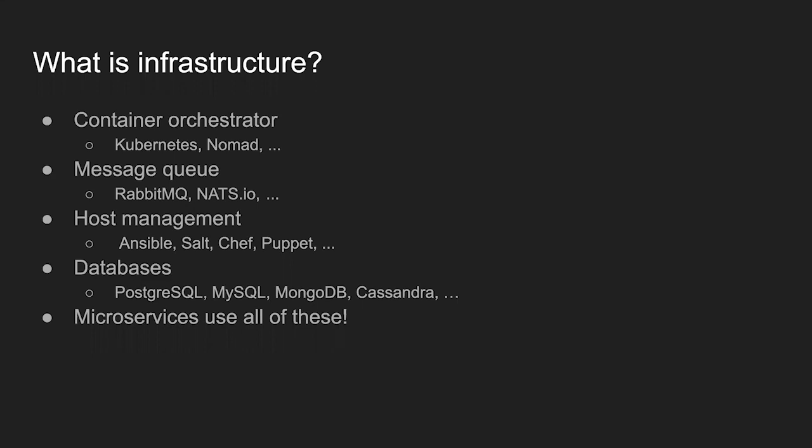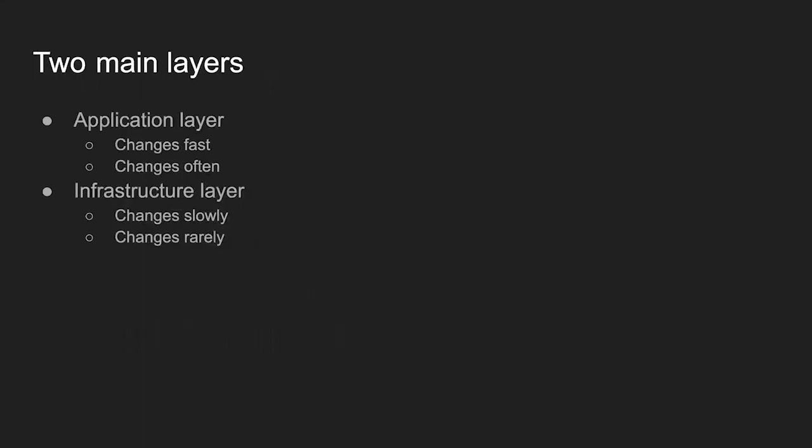And so this gets us into this idea that there are two main layers of your application. You have the actual app layer, which is what your users see. It changes fast, it changes often. Then there's your infrastructure layer. It changes slowly and rarely. So realistically, you might deploy your app 20 times in a week, but I will have some serious questions for you if you redeploy Postgres 20 times in a week.